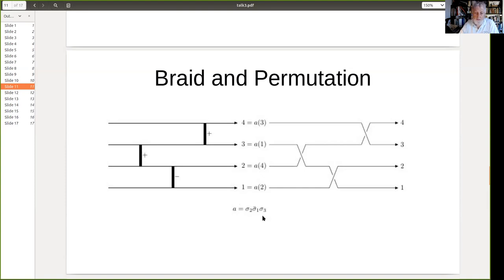So this is the braid which is notated as sigma 2, sigma 1 bar, sigma 3. So that's a form of multiplication, which you take a word in the sigmas and you put them side by side to make a string, which is a word representing the braid. So let's see what that means.